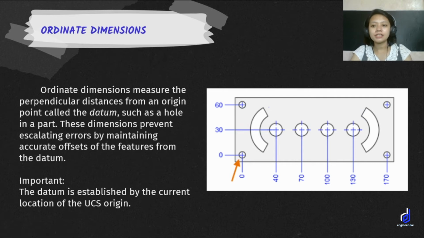Then, lastly, we have ordinate dimensions. Ordinate dimensions measure the perpendicular distances from an origin point called the datum, such as a hole in a part. These dimensions prevent escalating errors by maintaining accurate offsets of the features from the datum. Then, the datum is established by the current location of the UCS origin.